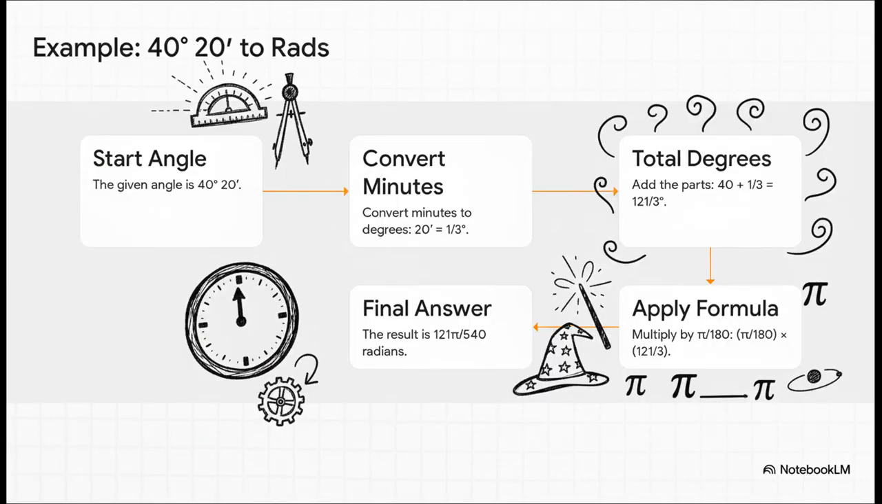Okay, so we have 40 degrees and 20 minutes. First things first, let's turn those minutes into degrees. We know 1 degree is 60 minutes, so 20 minutes is just 20 divided by 60, which is 1/3 of a degree. Now we add this to our 40 and we get 41 1/3 degrees. And now we just apply our magic formula. Multiply by pi by 180, and there it is. The answer is 121 pi by 540 radians. See? Not so difficult at all.